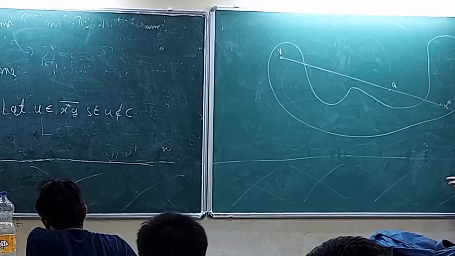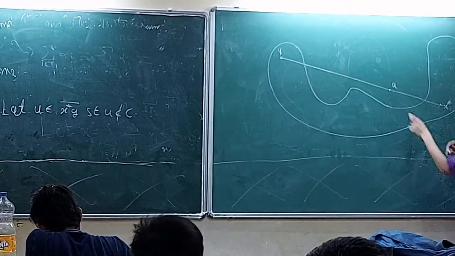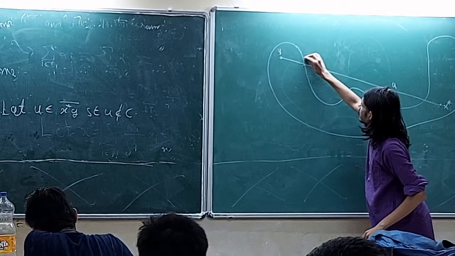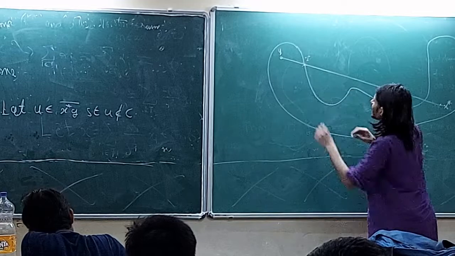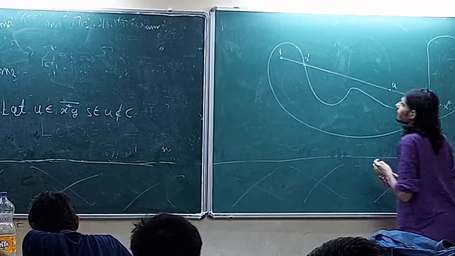What we do is, we look at the first point where it exits. So this line segment is going out, right? Because u is on it. The first point where it exits, we call it x star. No, sorry, not x star. We'll call it x prime.